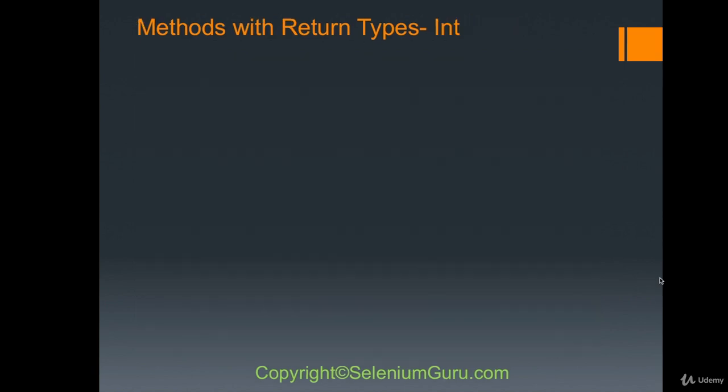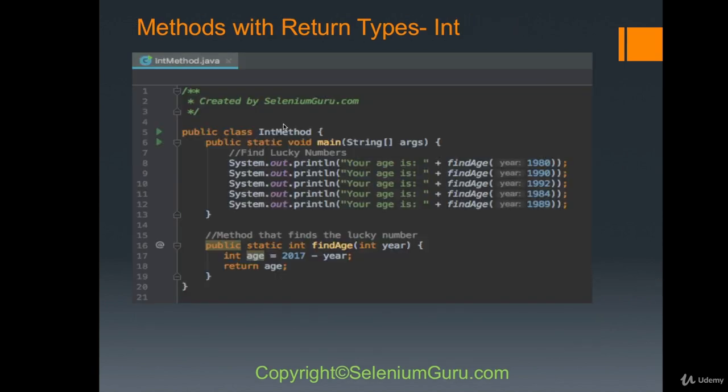So the next one here is int. So now this int method, let's take an example here. I got this public static int method here. You can see here, before we had double, so now I have this int. So I have this find age method here.